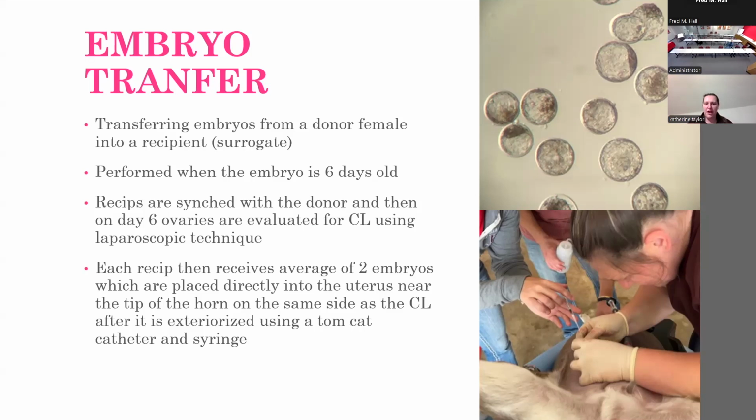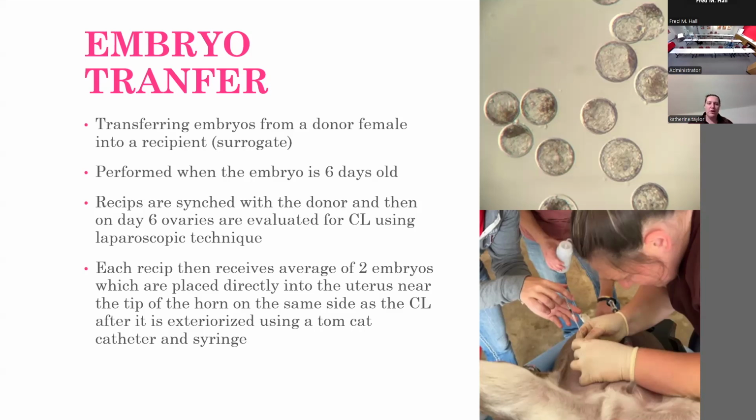We make sure there's a CL present. And this is also using a laparoscopic technique. So we want her to be in that same cycle as that donor was before we put those embryos into her. Each recipient then finally receives, on average, 2 embryos, which are placed directly into the uterus near the tip of the horn on the same side of the CL.